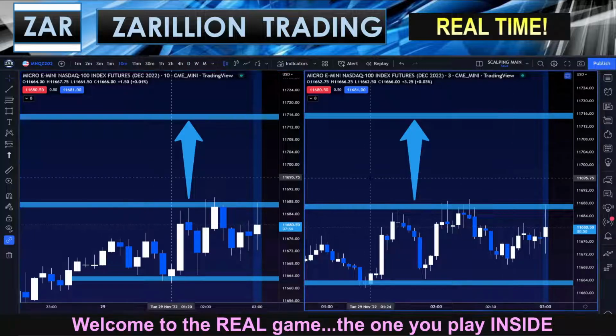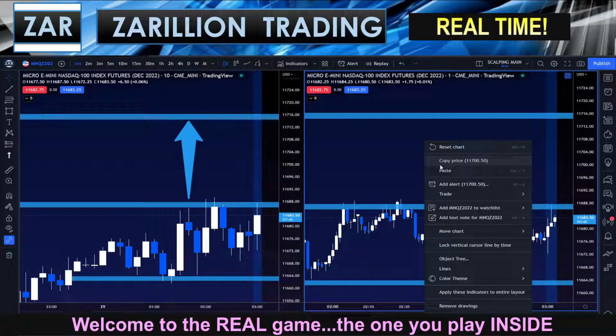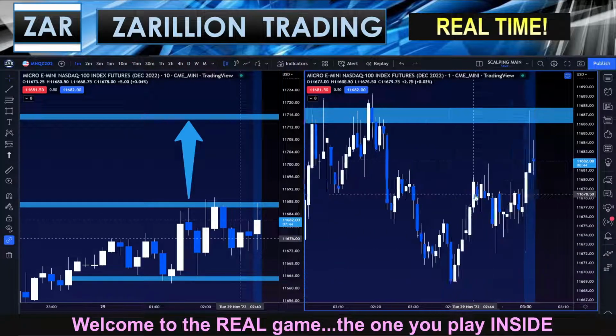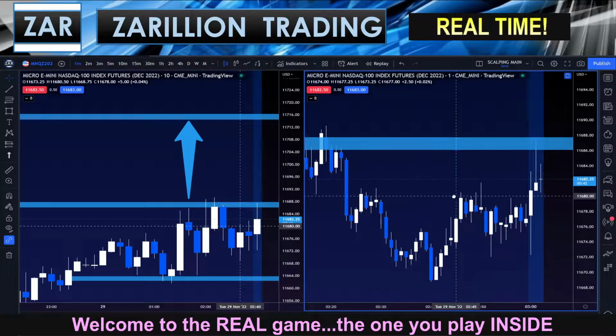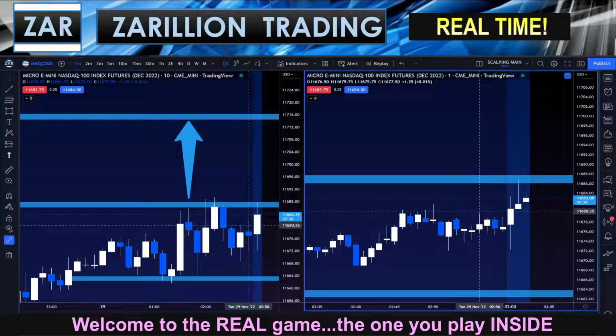This is a 3-minute chart. Pardon me. It didn't look right. I knew that wasn't a 1-minute chart. That was a 3-minute chart. I was experimenting with a few things last night, and that chart was still in place.